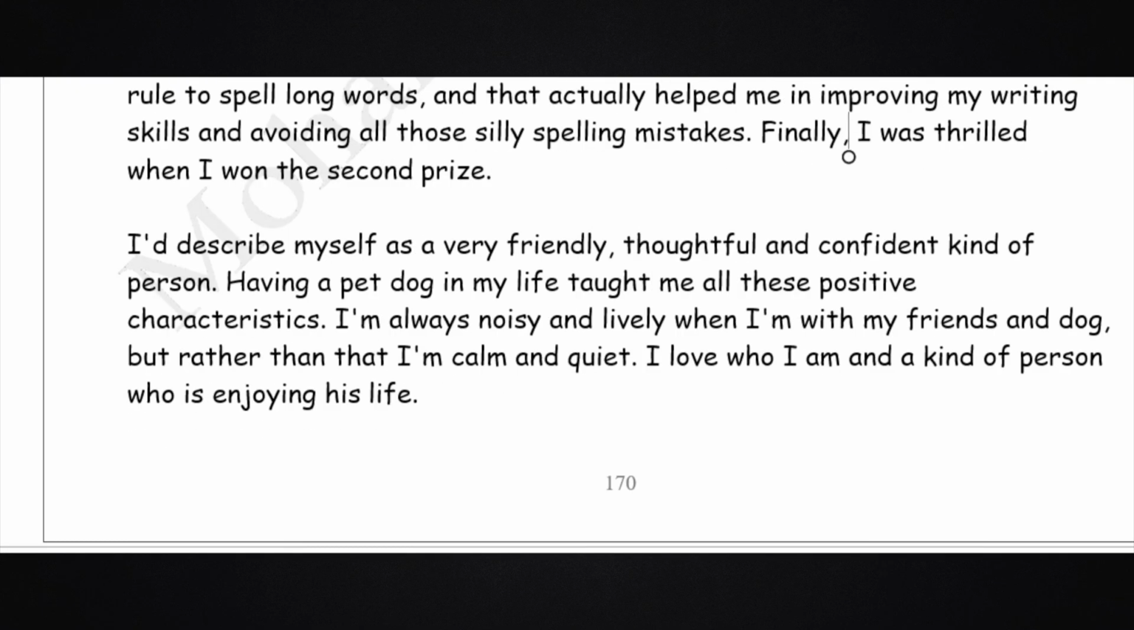Alright, paragraph number 4, you should describe yourself. Mention a positive and a negative characteristic supporting with reasons. So I describe myself as a very friendly, thoughtful, and confident kind of person. So now I introduce the positive side of me. I support it with a reason. Having a pet dog in my life taught me all these positive characteristics. I'm always noisy and lively when I'm with my friends and dog. But other than that, I'm calm and quiet. I love who I am and I'm a kind of person who's enjoying his life.